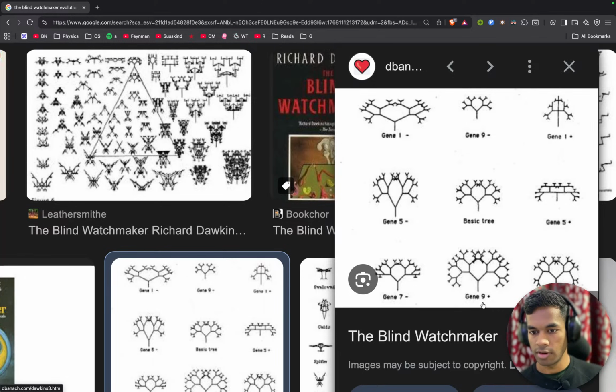If we increase the ninth gene, then basic tree turns into something like this. If we decrease the fifth gene, then basic tree turns into something like this. If we increase the first gene, tree turns into something like this. Decreasing the ninth gene, we get less branches. Increasing the fifth gene, we see something like this.